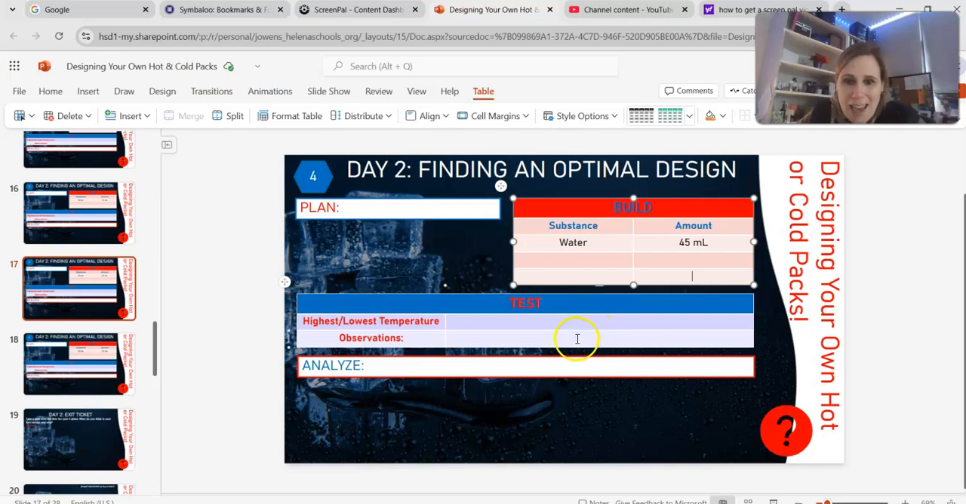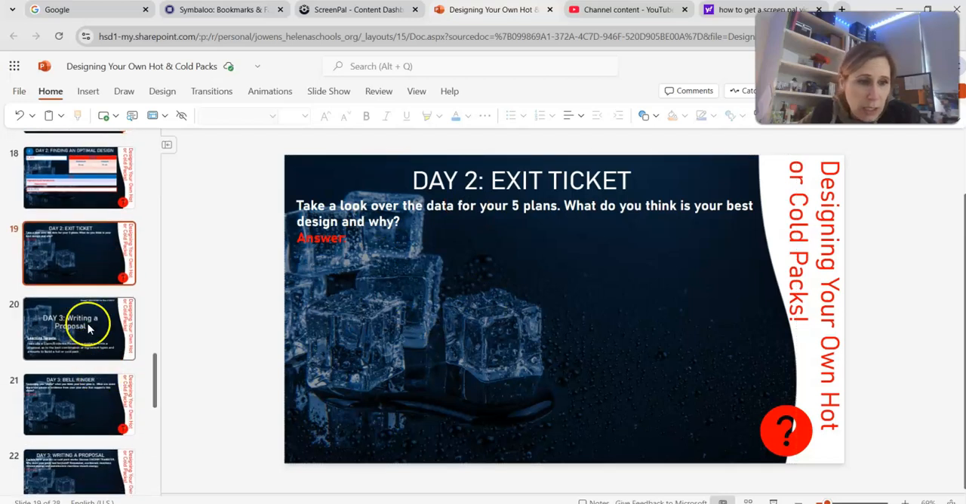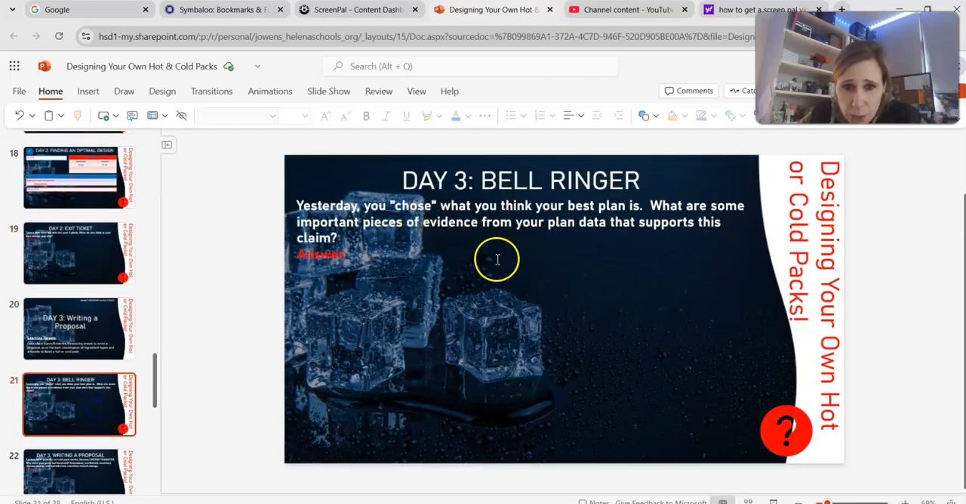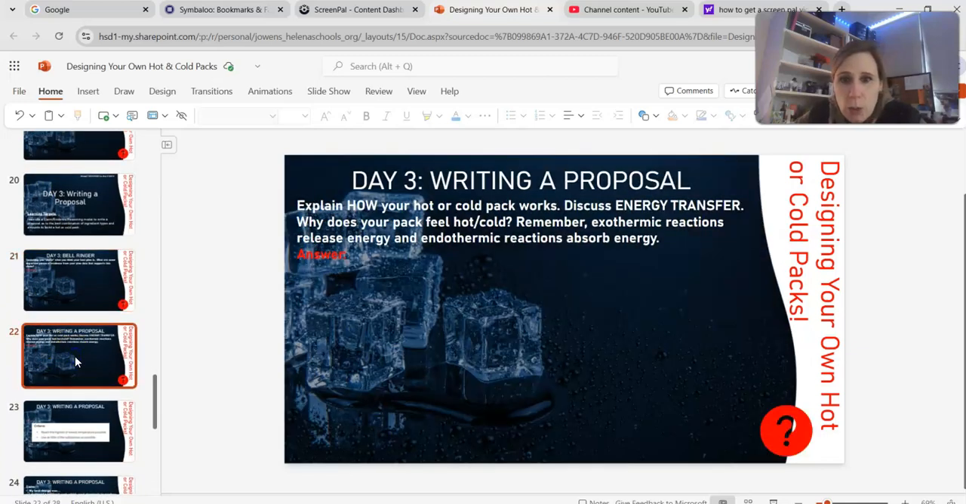Okay, for your data, what you need to look at is highest or lowest temperature and maybe even some observations. Okay, so when I'm asking you in your bell ringer to look at evidence, you need to probably use temperature and amounts of substances to pick what you think is your best plan. All right, and then explain how your hot or cold pack works.